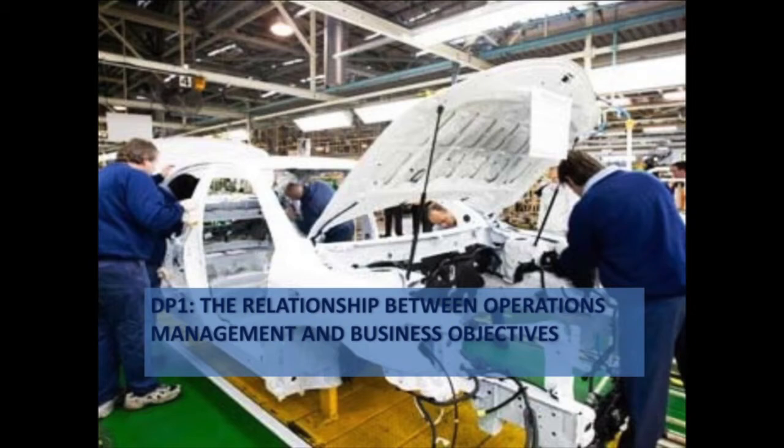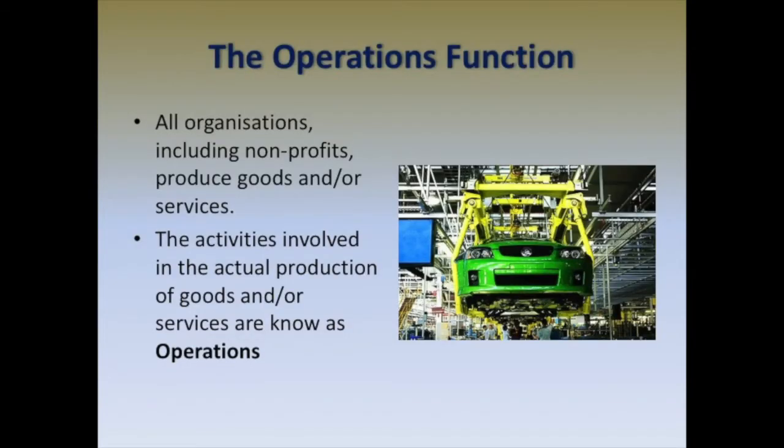Thank you, Luca. All right, so the relationship between operations management and business objectives. All organisations, including not-for-profit organisations, and/or services organisations, will have an operations function. So what we're talking about here, Dennis, is the activities involved in the actual production of goods and/or services. And that's known as operations. So the actual production process of making a good or providing a service, that is known as operations.